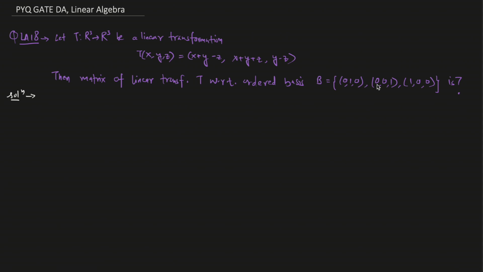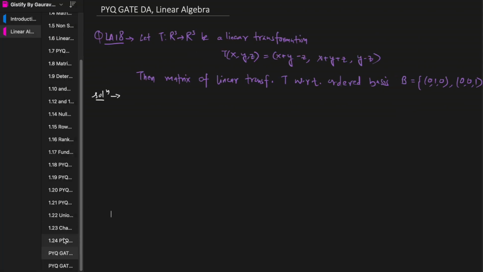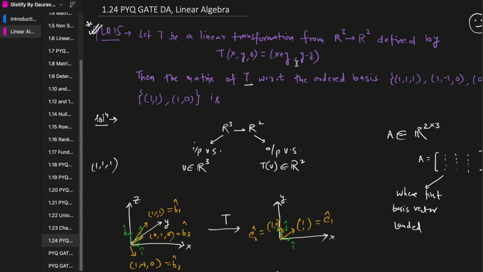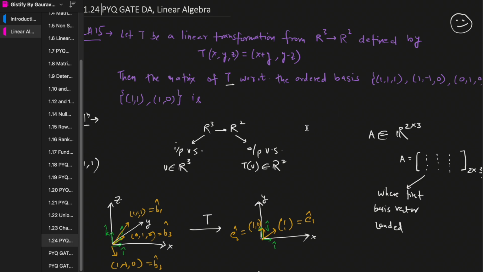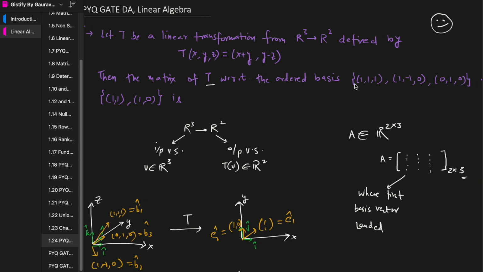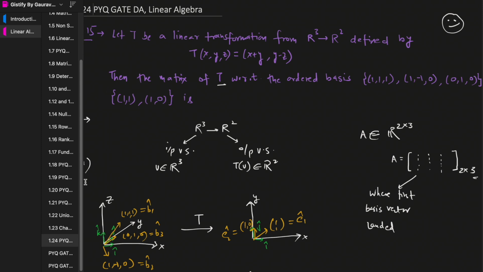All right, so we have already seen a question similar to this in our previous lecture, where we were moving from R3 to R2, right? And we were given two basis sets, one for the input vector space R3 and one for the output vector space R2. So this is that question. Here R3 is the input vector space and R2 is the output vector space. Because the input and output vector space dimensions are different, we were given two basis sets, one for the input vector space and one for the output vector space.